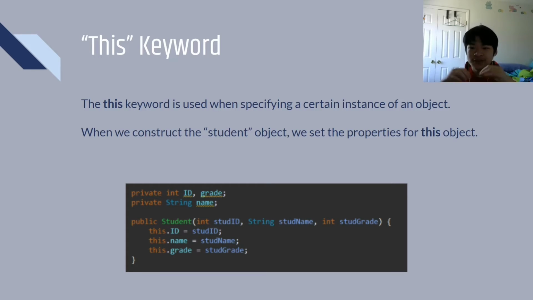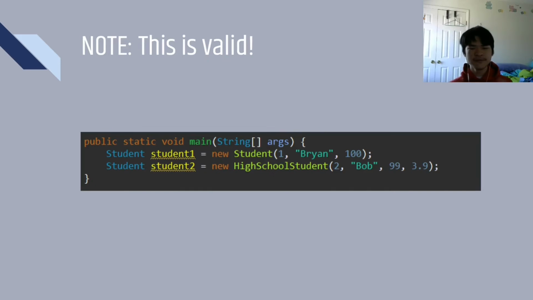We're not setting the properties for every single object, right? So we have this.id equals student ID. That means that this student instance will have this ID. All right. So note that this is actually a valid line.